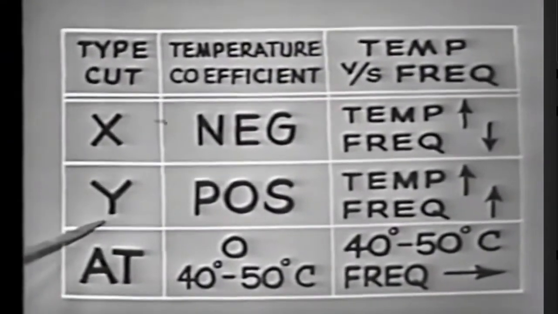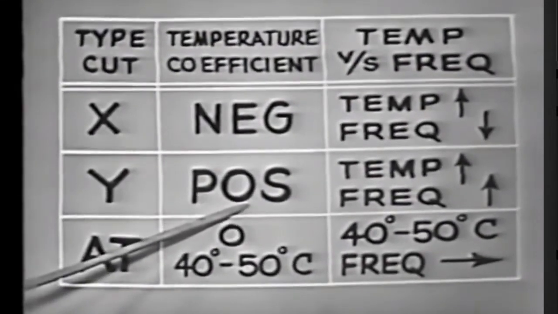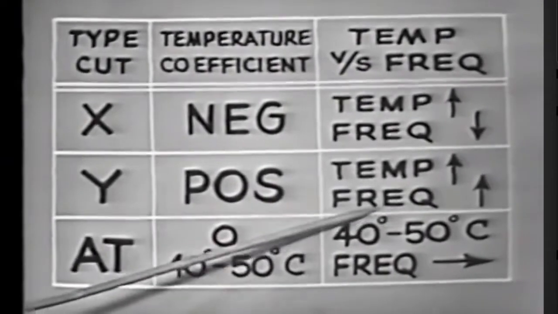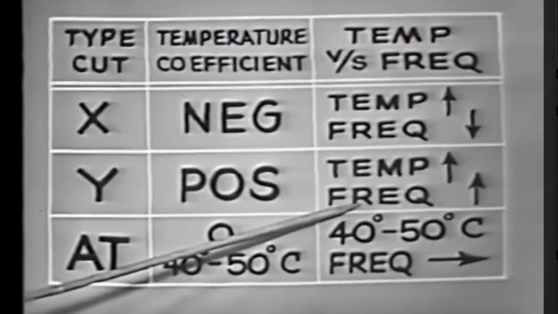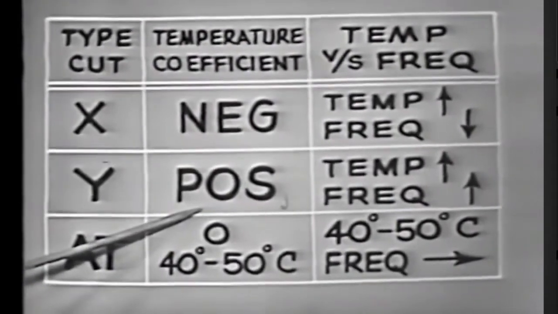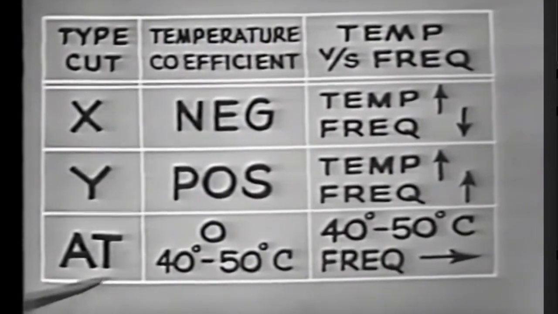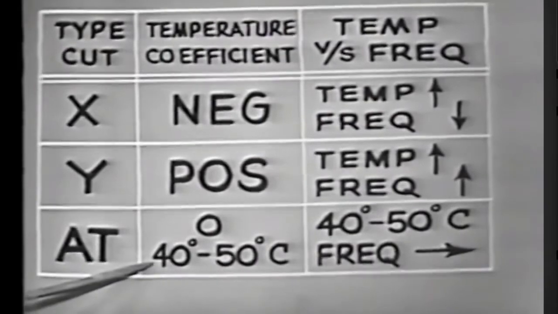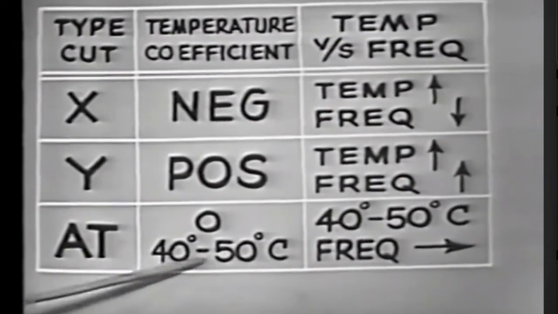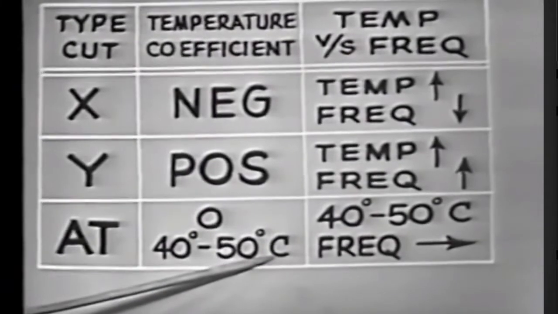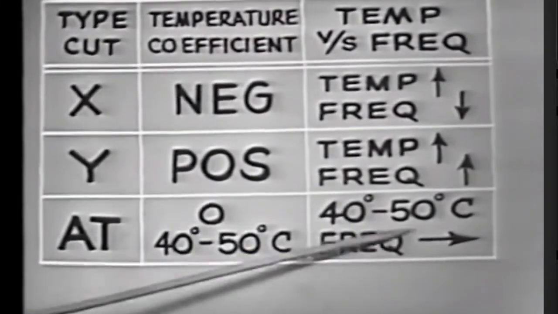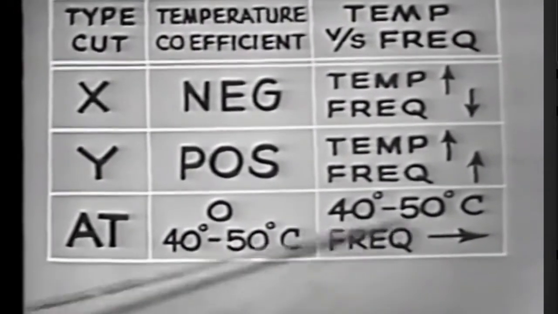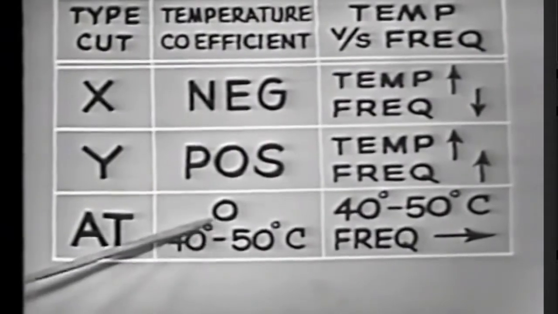The Y-cut crystal has a positive temperature coefficient. If temperature increases, the frequency increases also. A positive temperature coefficient. The AT cut crystal has a zero temperature coefficient. That is to say, as long as the temperature ranges between 40 to 50 degrees centigrade. Remember, as long as the temperature is within this range, the frequency of oscillation will remain the same. Then the AT cut has a zero temperature coefficient.